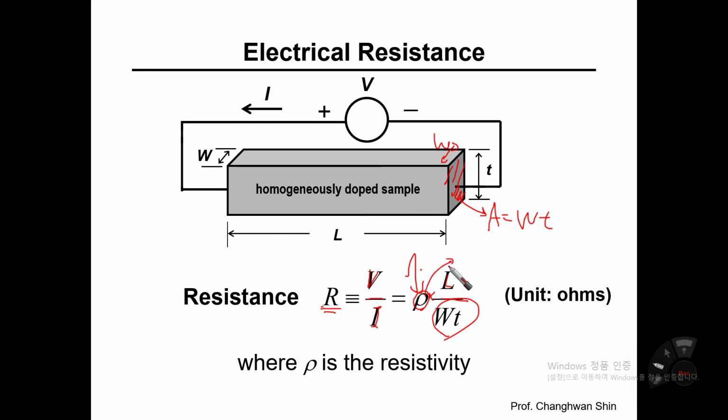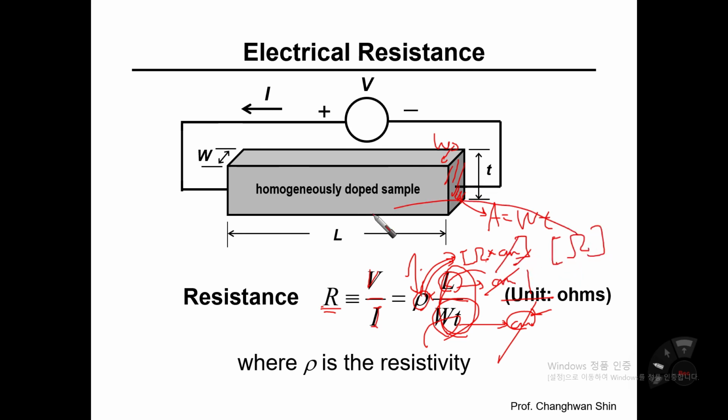Okay, so this is the resistance, and we have learned the resistivity. The unit of resistivity is ohm times centimeter. And take a look at this unit. That is centimeter, and that is area, so centimeter square. So resistivity is ohm times centimeter, and the second term has a 1 over centimeter, so these two centimeters are going to cancel out in the end. The unit is ohm for this R.